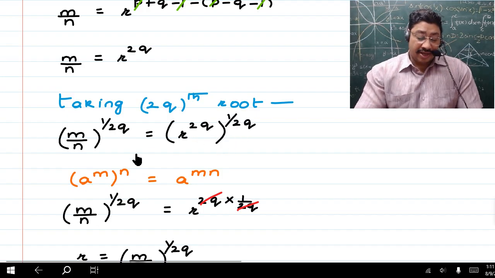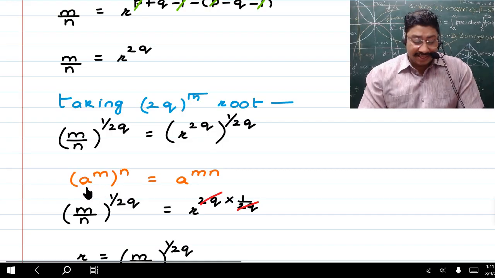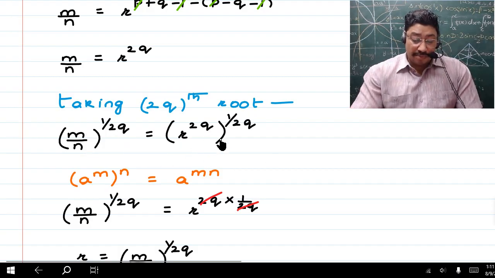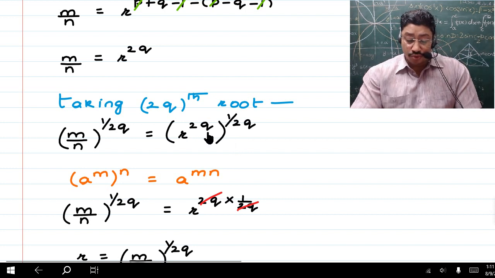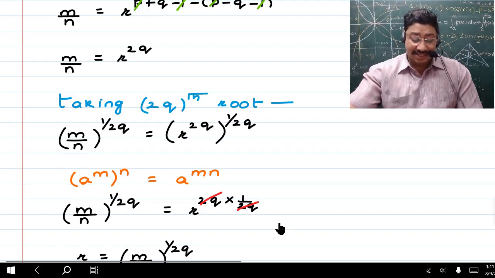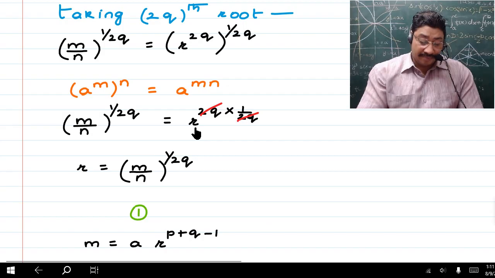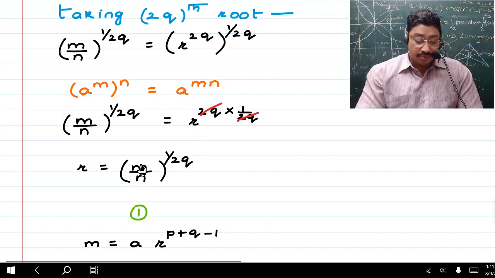Now children, remember the power rule of exponents. That is, if you have a raised to the power m which is whole raised to the power n, then that becomes equal to a raised to the power m into n. So here too, obviously the power on the left side will become 1 upon 2q, but on the right hand side we will have 2q which will be multiplied with 1 upon 2q, where both of these will get cancelled as they are in multiplication. So on the right hand side we will just have r, which can be written as r equal to m upon n raised to the power 1 upon 2q.